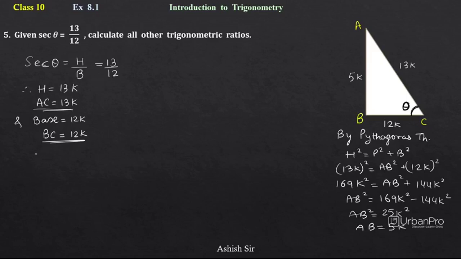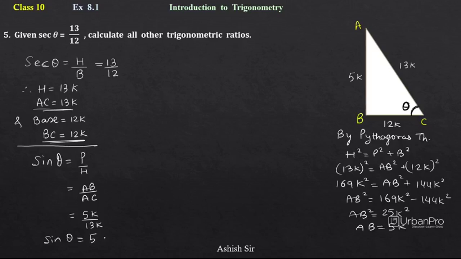Now we can find all the remaining ratios. So let's start with sine. Sine theta would be perpendicular by hypotenuse. Now the perpendicular is AB, hypotenuse is AC. So AB, the value is 5k and hypotenuse AC is 13k. So we can write sine theta equals 5 by 13.